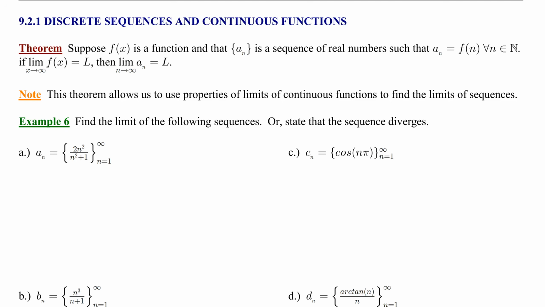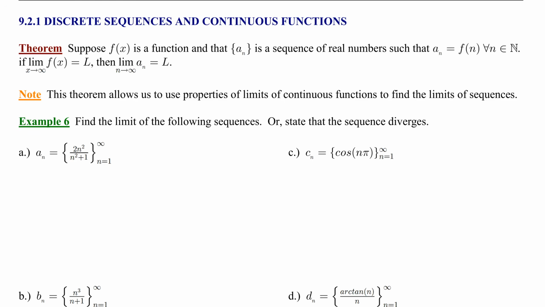In the previous video, we learned that a sequence converges if it has a finite limit. We also practiced finding the limits of several sequences. In this section, we want to make a connection between discrete sequences and continuous functions. This connection allows us to use the rules of limits for continuous functions to determine the limits of a sequence.